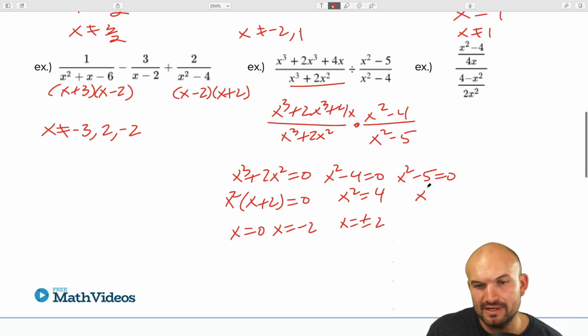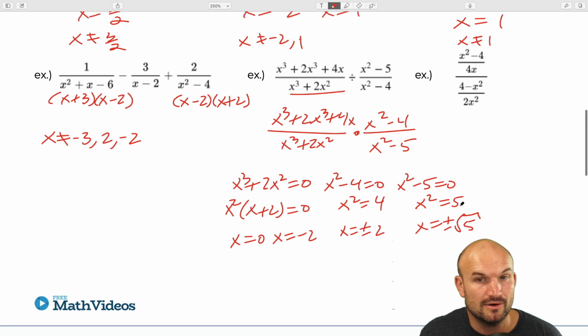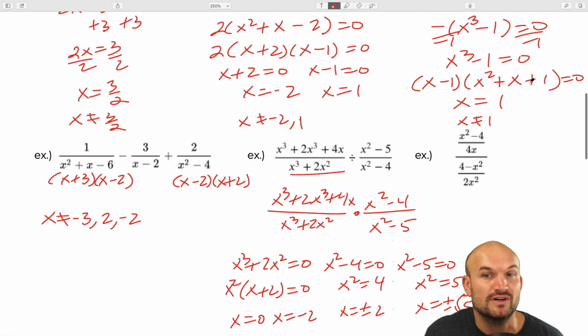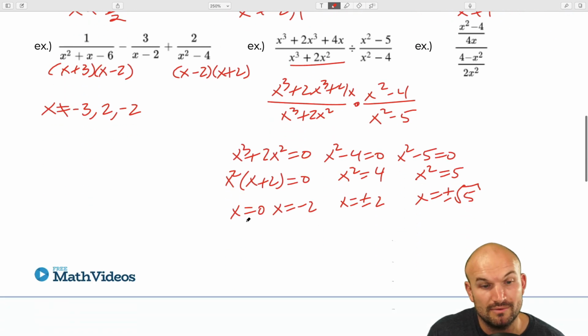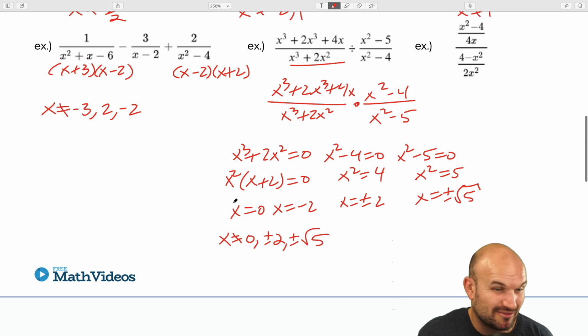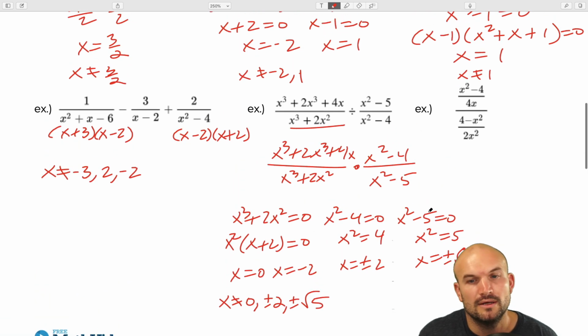And then over here, you get x squared equals 5, and you get x equals plus or minus the square root of 5. Now, that's an irrational number, okay? That's not imaginary like you have over here. So therefore, my excluded values are x cannot equal 0, plus or minus 2, and plus or minus the square root of 5. Okay, so we have a lot of excluded values here.